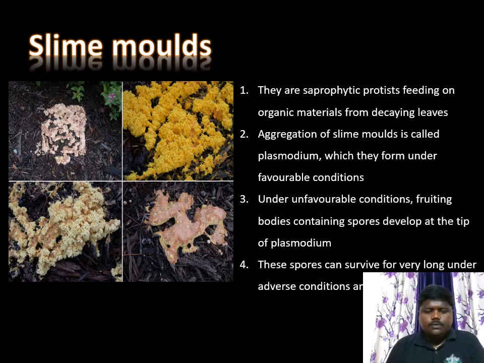Moving on to slime molds, which are protist fungus-like organisms. They are saprophytic protists, feeding on the organic materials on decaying leaves. As you observe here, they feed on decaying leaves. That's a unique nature of saprophytes, right? They feed on dead and decayed matter. The aggregation of the slime molds is called plasmodium, and they form under favorable conditions. Whereas in unfavorable conditions, fruiting bodies with spores will develop from the plasmodium, and the spores can survive very long adverse conditions.